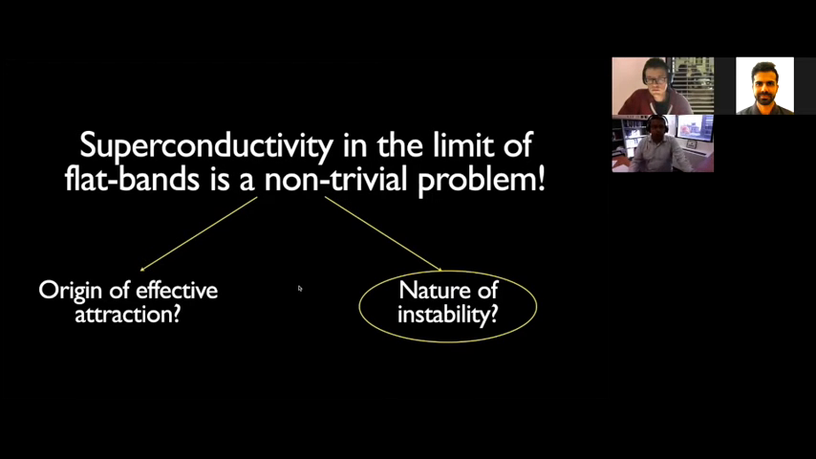It turns out that even if you assume that there is some kind of attraction that's already present in this flat band limit, the problem is already very complicated. So in the rest of this talk, I'm just going to assume that there is some microscopic attraction between the electrons and study the effect of that on the actual pairing instability, or at least address whether such an instability is even possible in the first place when the bands are just flat. That's the question we are going to address.